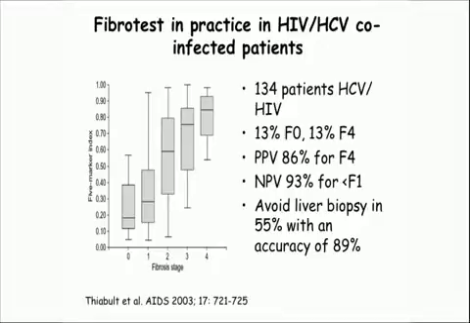So what you get here in this group of patients is you could probably have avoided liver biopsies in more than half of these patients, because your FibroTest actually works. But what it doesn't do is discriminate between, say, 2 and 3 or 1 and 2.